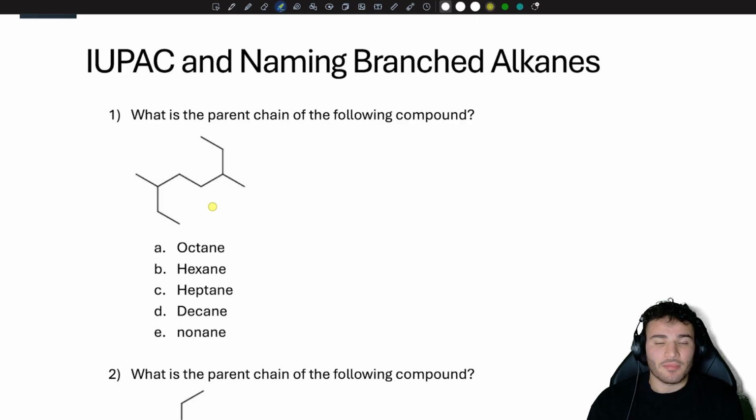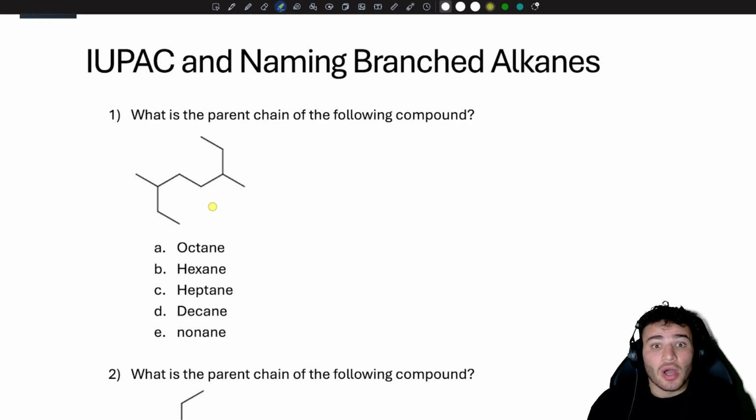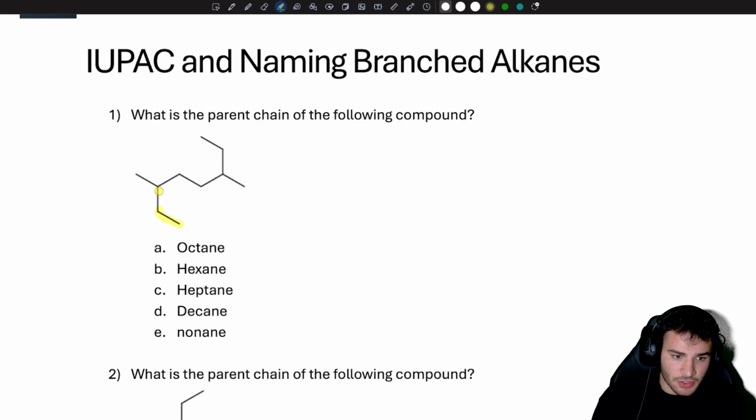Now, if you guys don't remember, the parent chain of a branched alkane or branched hydrocarbon is going to be the longest chain, with a couple exceptions. The exceptions will come later, but for now, the parent chain is going to be the longest chain. Now, I think one of these probably looks like the parent chain. So let me just trace this. Maybe something like this. That looks like it could be one of the longest chains, and it has 1, 2, 3, 4, 5, 6, 7, 8 carbons. Okay, looks like it probably will be the parent chain.